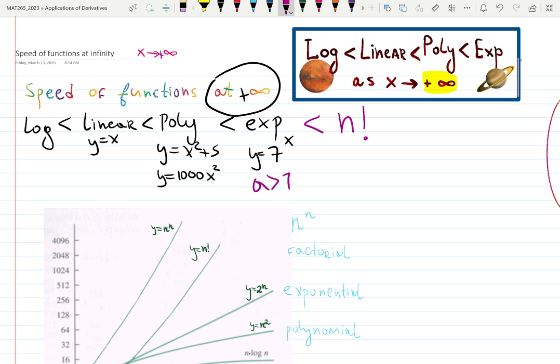And so this one is faster, surprisingly. There is a function faster than that, and you learned it last week. Isn't it fascinating? You learn it. x to the x.